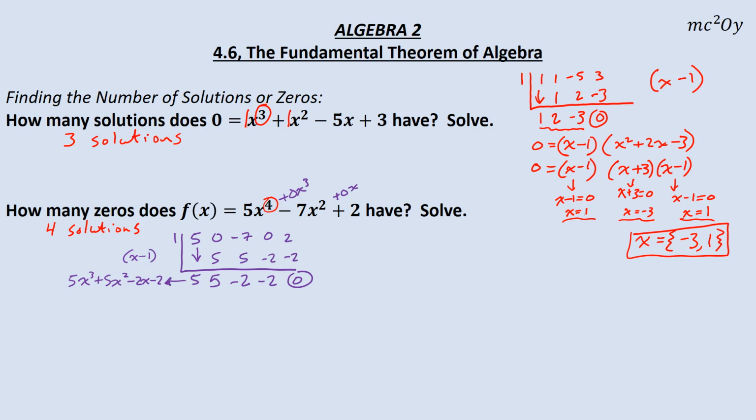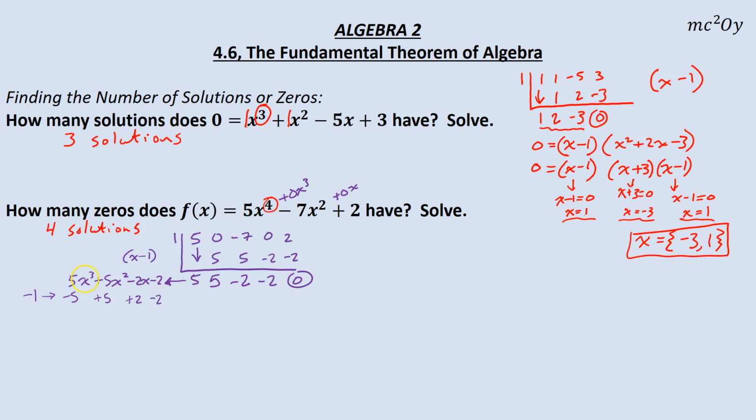Now, if you ever want to test negative 1, the way you test negative 1 is if you look at these odd powers. The odd powers will actually change coefficients. So if I'm testing negative 1 to see if it goes into it, this positive 5x cubed would actually become negative 5. And this 5x squared would actually stay positive 5. This negative 2x would actually become positive 2. And that negative 2 would stay negative 2.